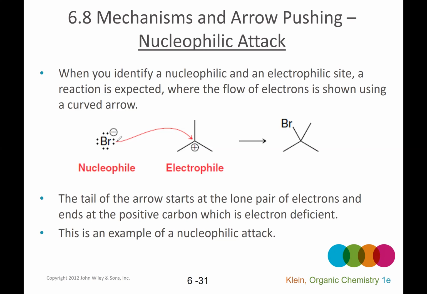The curved arrow reflects the flow of electrons, where the base of the arrow starts at the electrons, and the head of the arrow shows where the electrons are going. In this case, to the carbon, the positive carbon, that's electron deficient. So in this way, a new covalent bond is formed between the carbon and bromine. This is what we mean by nucleophilic attack.